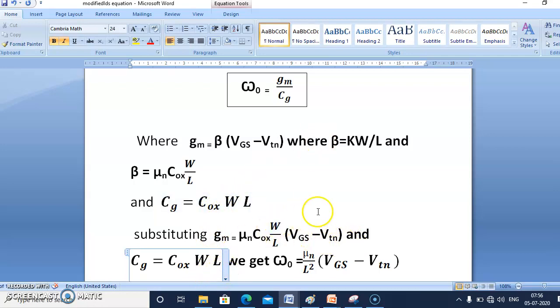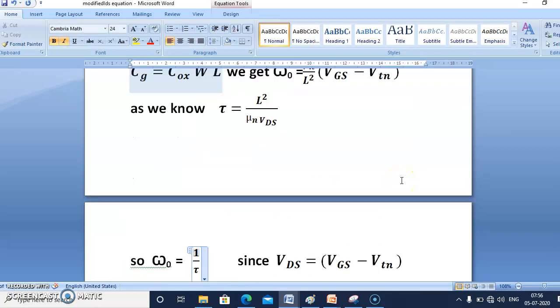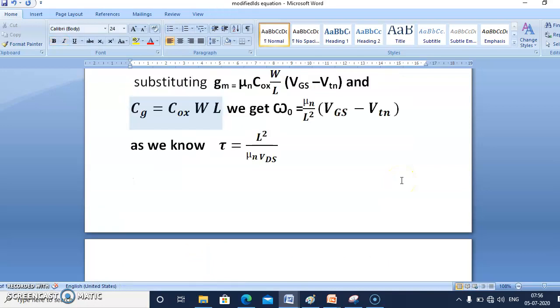If you do this division, we can find COX W common in numerator and denominator. Then what we will get? Omega naught is equal to mu n by L square into (VGS minus VTN). If we cancel the common terms, this mu n by L square into (VGS minus VTN) is nothing but the figure of merit. And VGS minus VTN for the saturation region is VDS. We can substitute: omega naught is equal to mu n by L square into VDS.